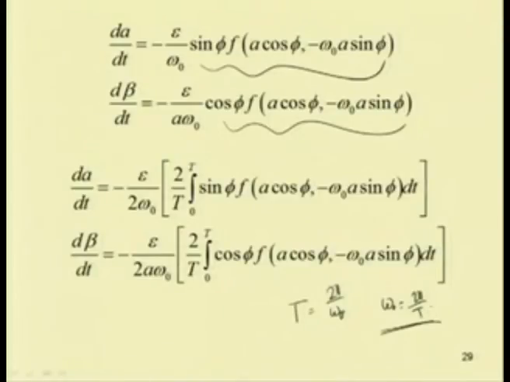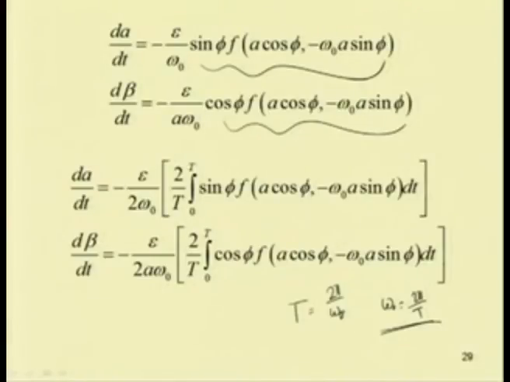So, averaging over a cycle, one can write dA/dt equal to minus epsilon by 2 omega 0, times 2 by T, integration 0 to T of sin phi into f(a cos phi, minus omega 0 a sin phi) dt. For the second equation, by averaging over the cycle, one can write dβ/dt equal to minus epsilon by a omega 0.